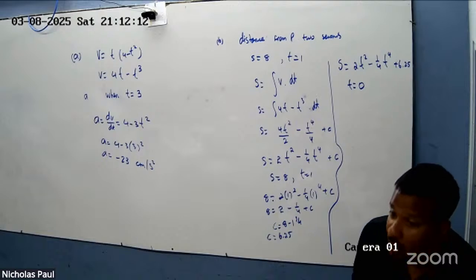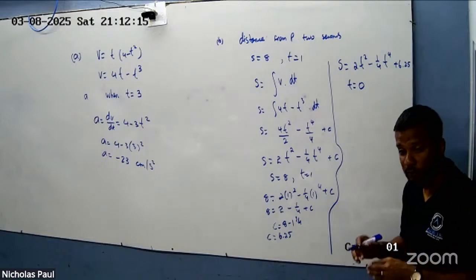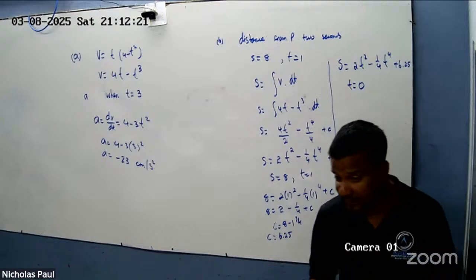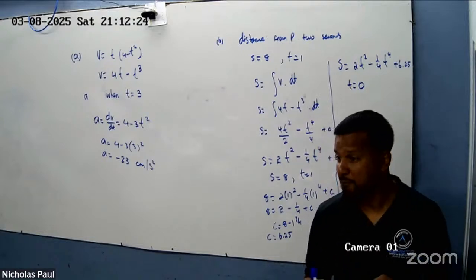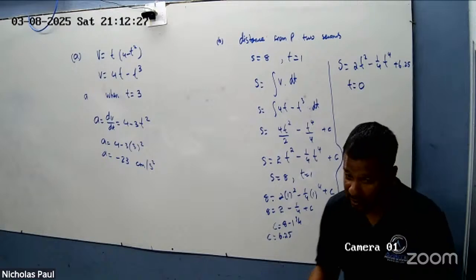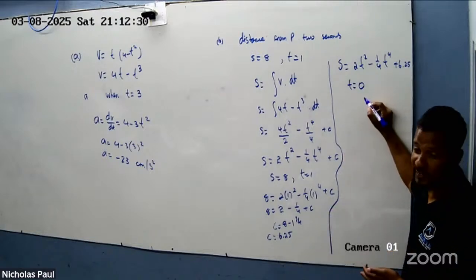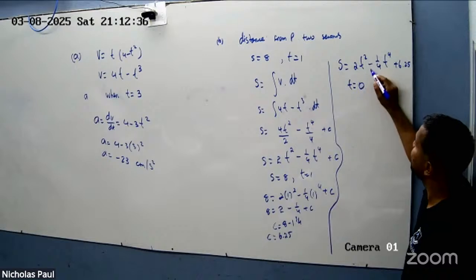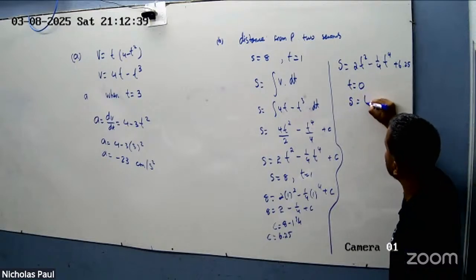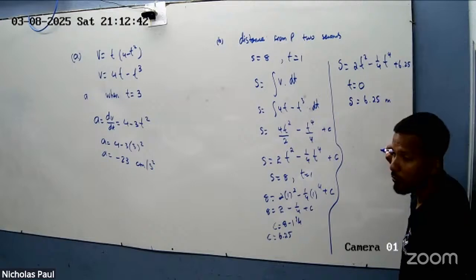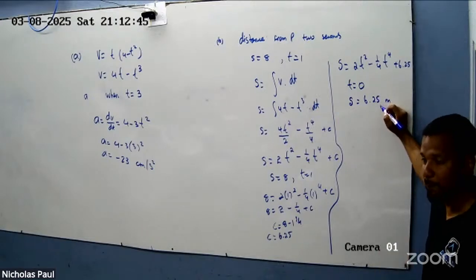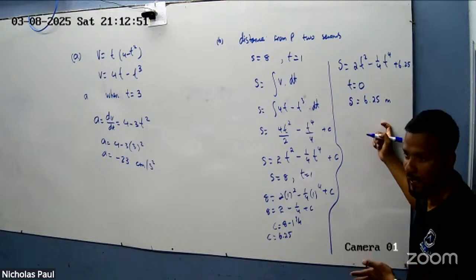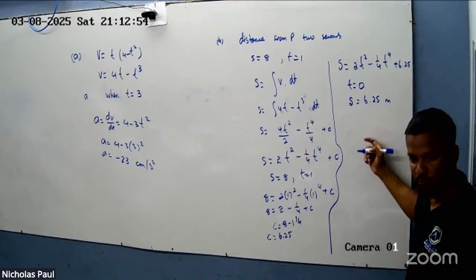So they want to know 2 seconds after it passes B, the distance. Did they say it started at O? At P? They didn't say that. So we had to see what happened there. When t is 0, S is equal to 6.25. And as I told you all, it's not going to be values bigger than 3. So if you're not sure when to use this method, use it all the time. Plug in t is 0, t is 1, t is 2, and see what happens.